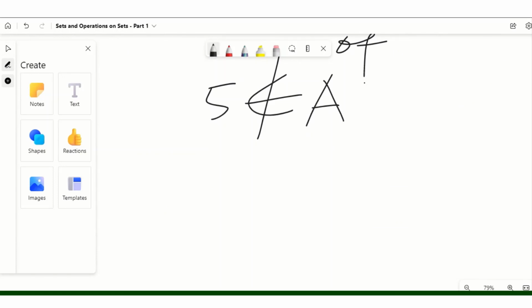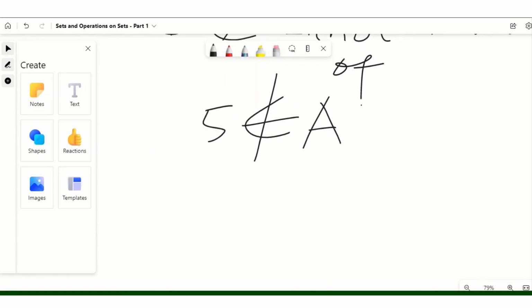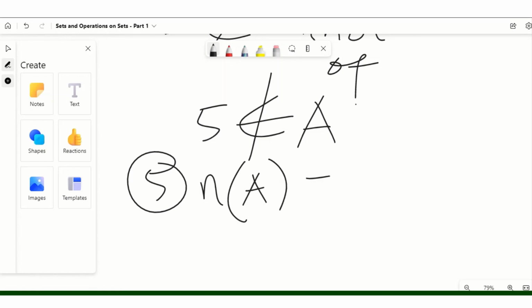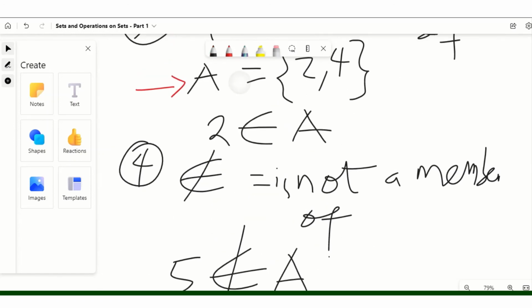And we also spoke about cardinality. The fifth point: cardinality is just used to indicate the number of elements in a set. So we express it as n(A). Let's say n(A) is 2, using this example. The members are 2, 4.